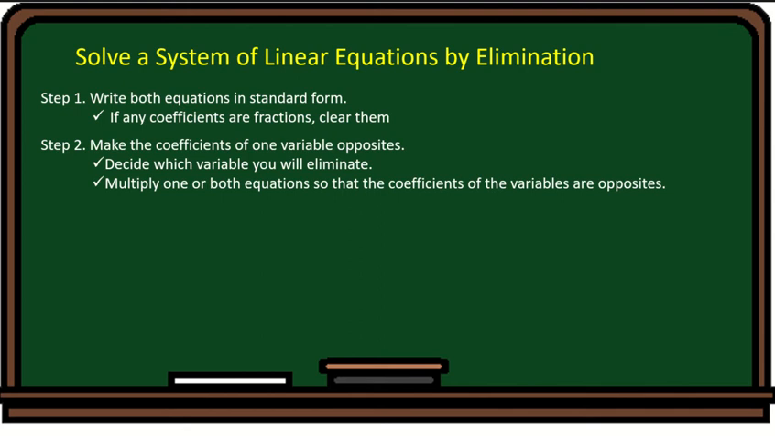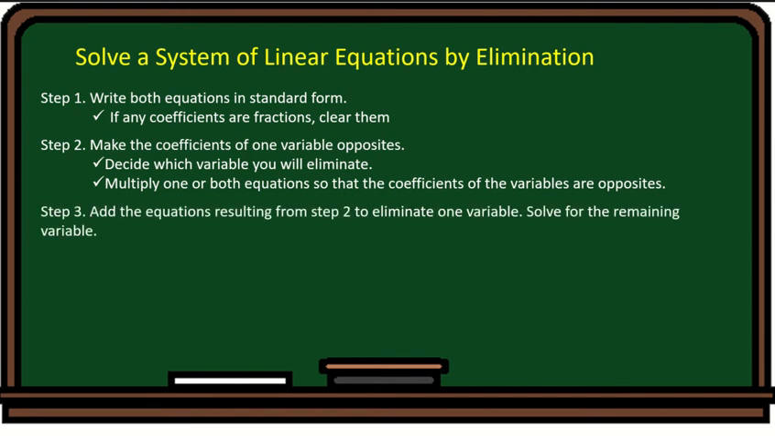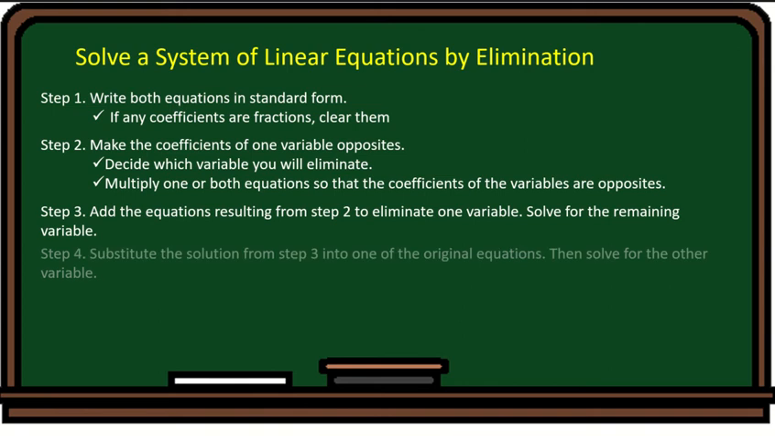Anyway, we'll have this during our solving. Step 3, add the equations resulting from step 2 to eliminate one variable. Solve for the remaining variable. So, when we say resulting from step 2, kasi nag-multiply ka, so merong bagong equations. So, yung bagong equation, yun ang i-add mo sa remaining equations. Sige lang. We will have this. Mas maintindihan ito if we have the examples.